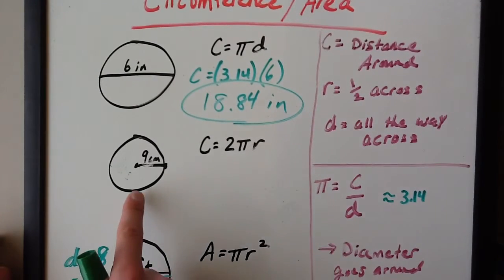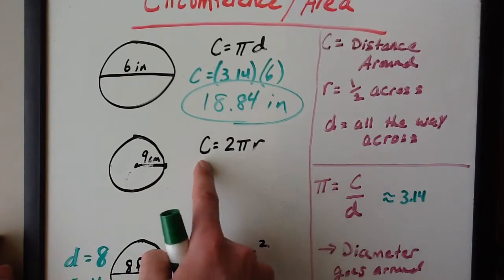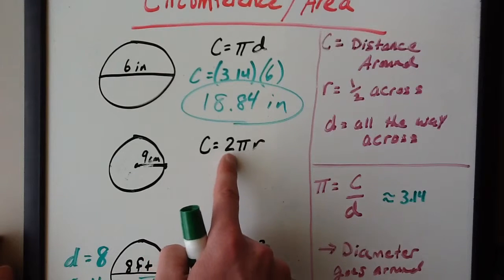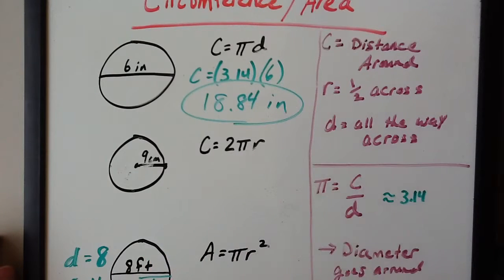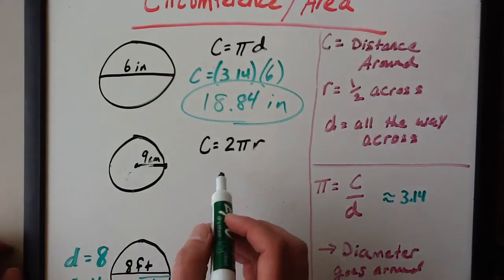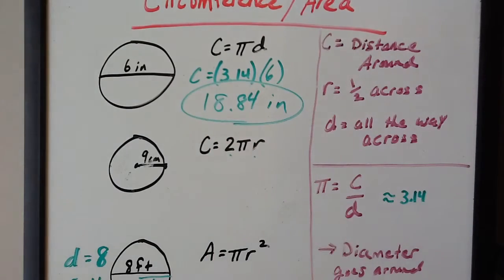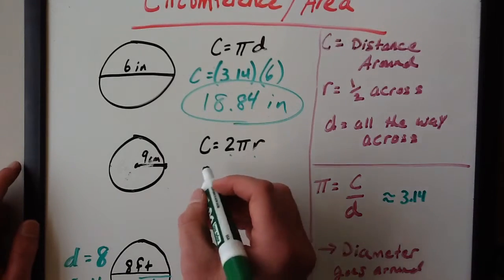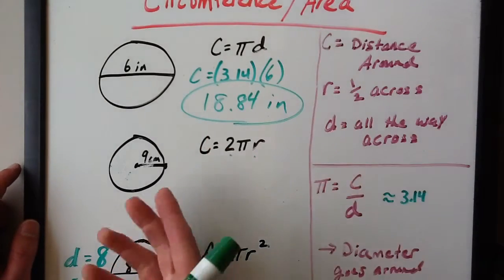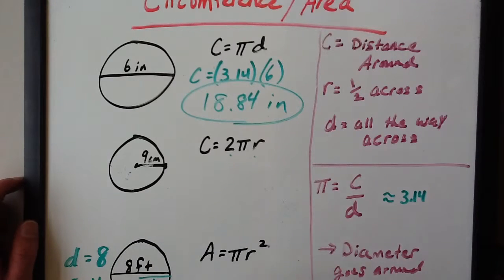Next, if I'm given a circle and I know the radius, I can use this formula. Circumference is equal to 2 times pi times r. And the reason I can use this is because the diameter is simply 2 of the radius, 2 radii. 2 radii make a diameter. Okay, so these are essentially the same thing. It's just based on what you're given.